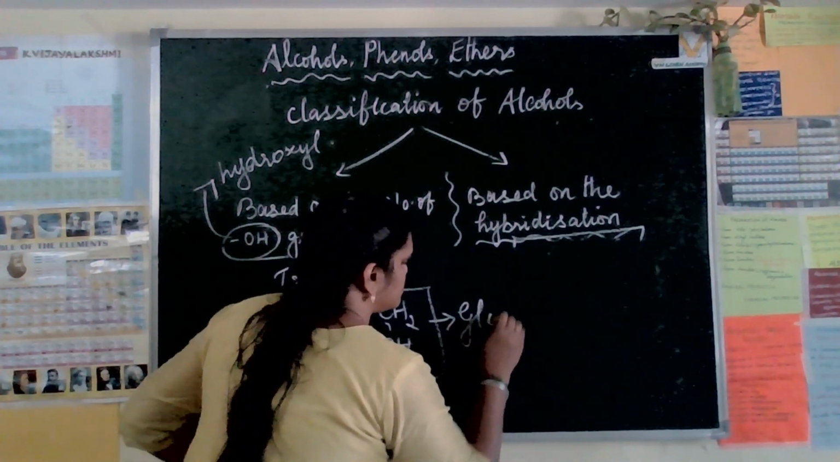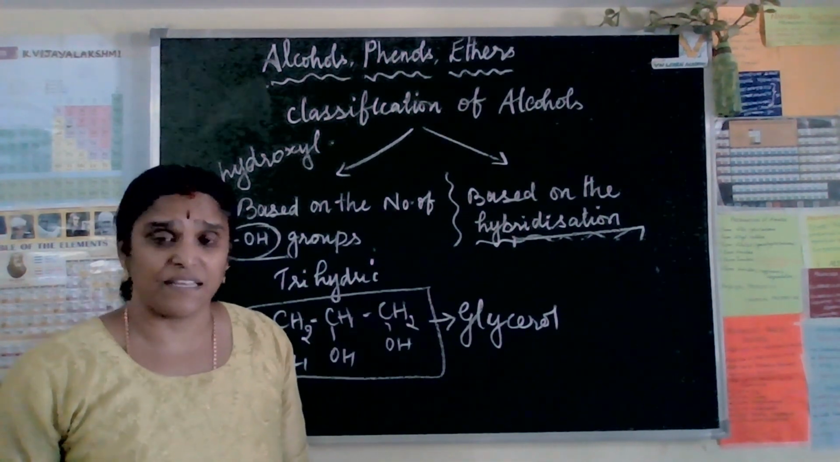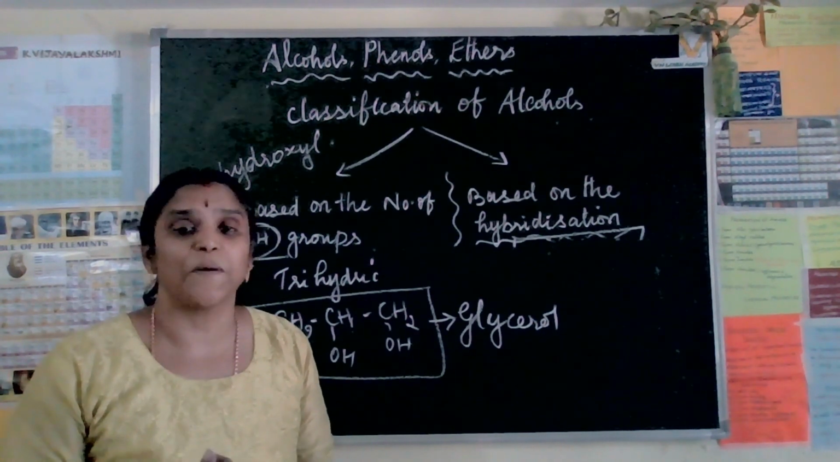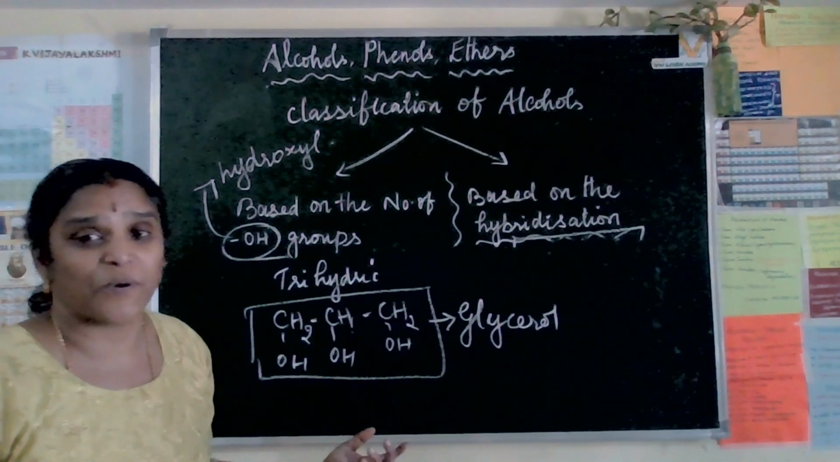Glycerol. In cereals and similar products, they add glycerol for moisturizing purposes. So that is the compound name. This is the formula for the compound glycerol.